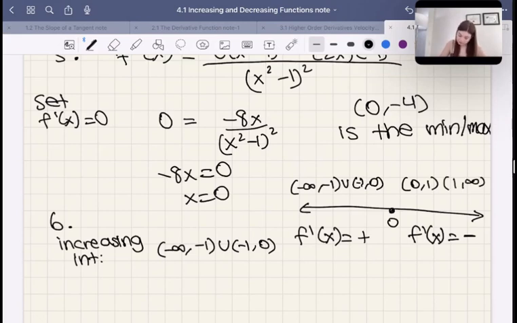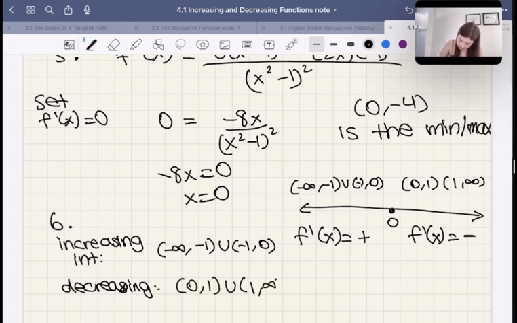And then the decreasing intervals are where the second derivative was a negative value. So 0 to 1, and 1 to infinity. All right, very good.